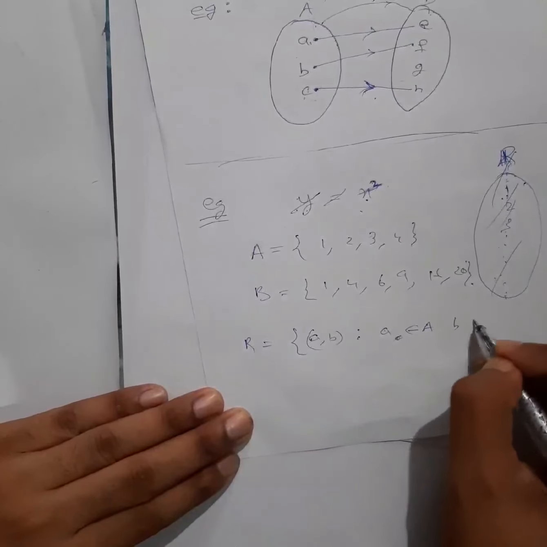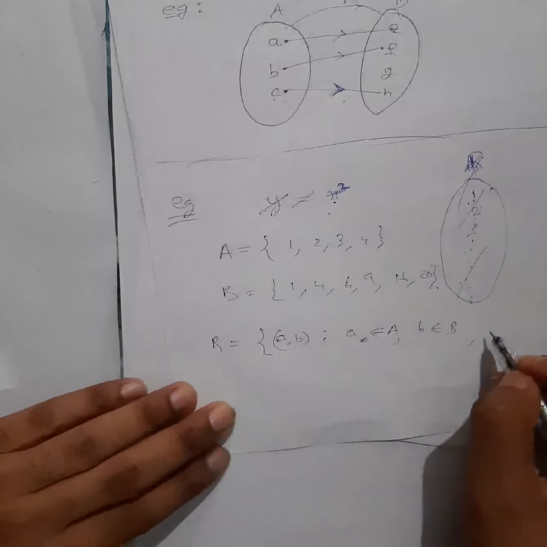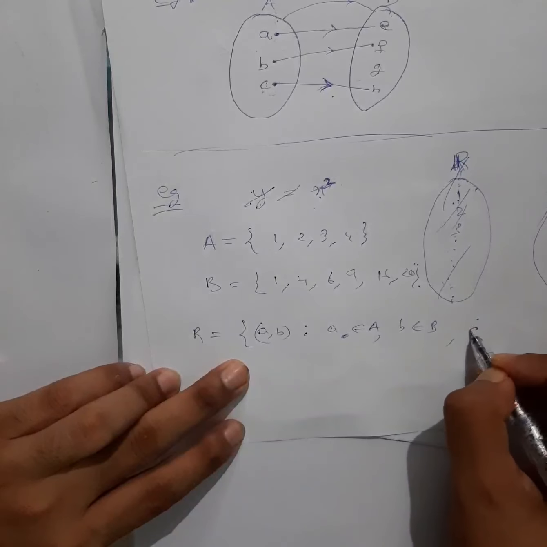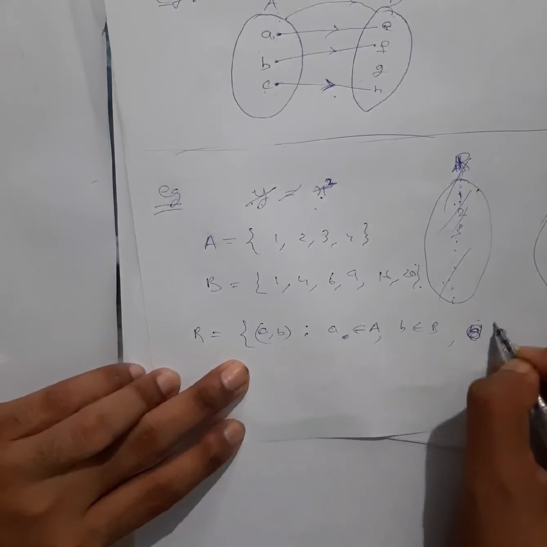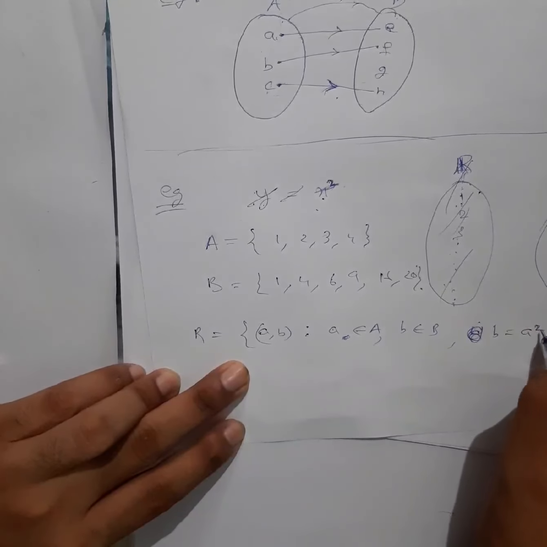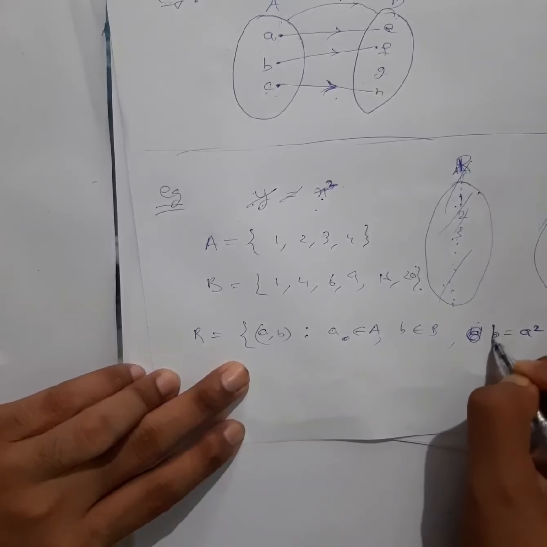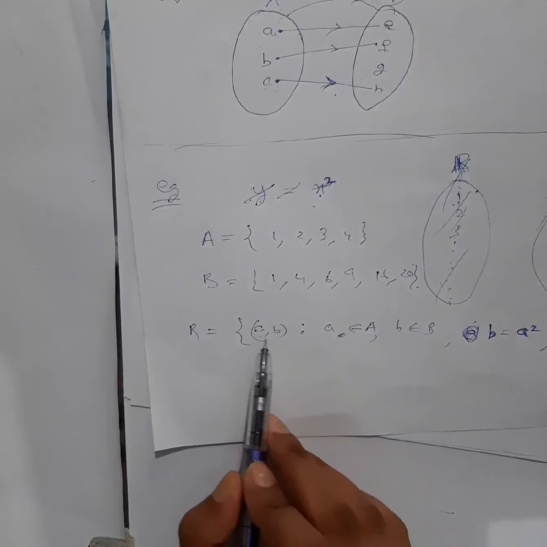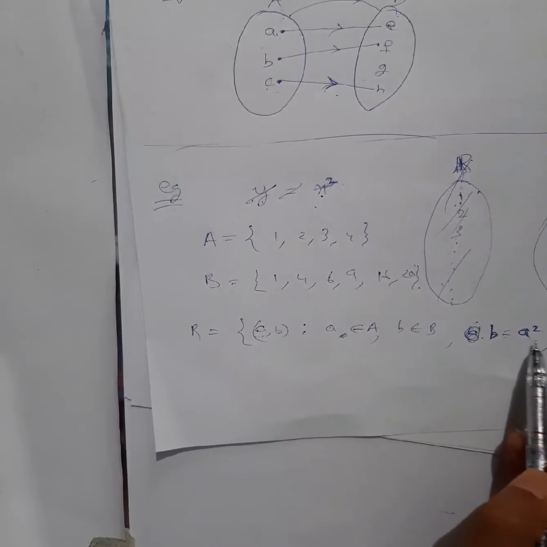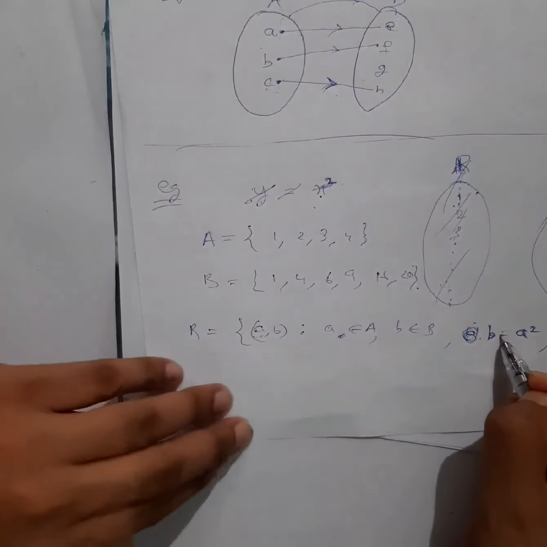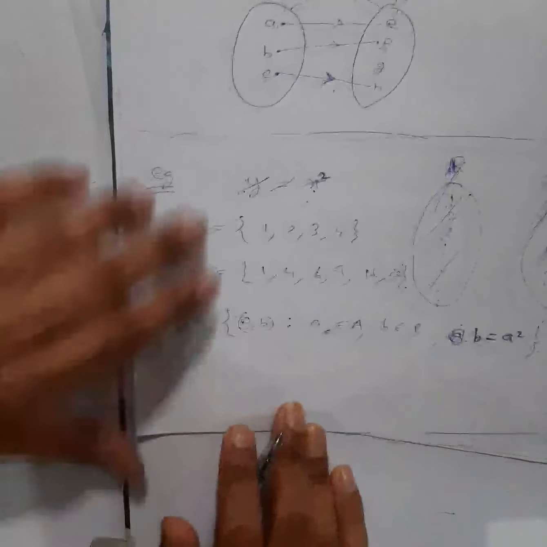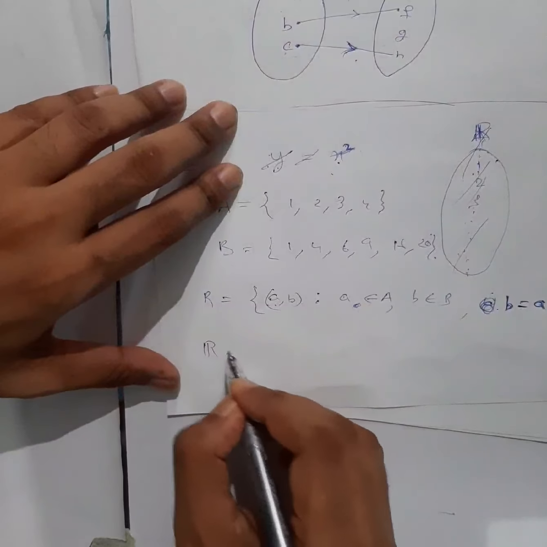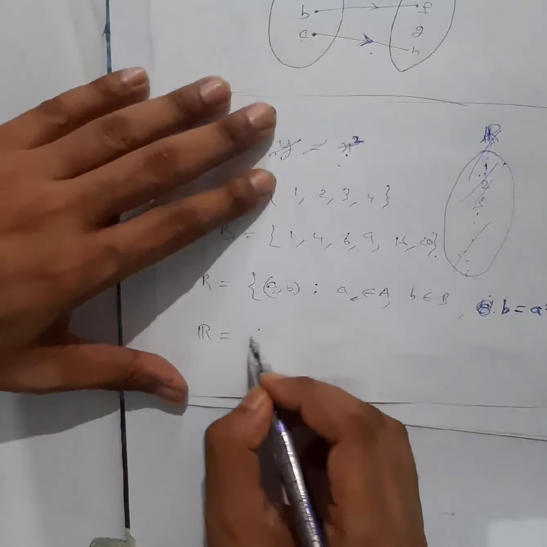b belongs to B, suppose. Okay, and the relation is defined as, suppose, b is equal to a square. b is equal to a square is the relation. Means between a and b, what is the relation? b equals a square. This equation is the relation. Okay. Now when I have to write down the relation set, what will I get?